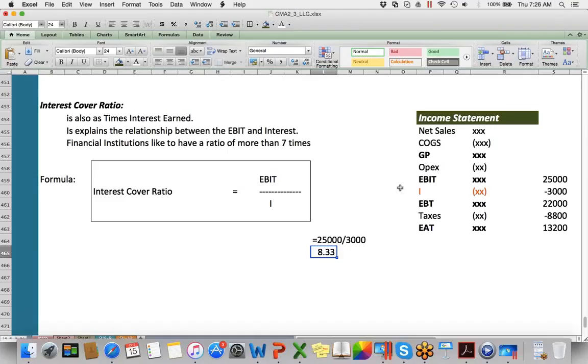So it should be more than 7 times. But these days, because of lots of requirements, it should be around 15 times. 15 times is better, so that the business can grow faster. Okay, so always you will see the ratio between EBIT and I in the interest cover ratio.